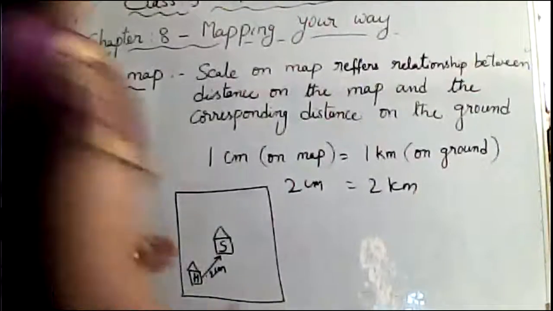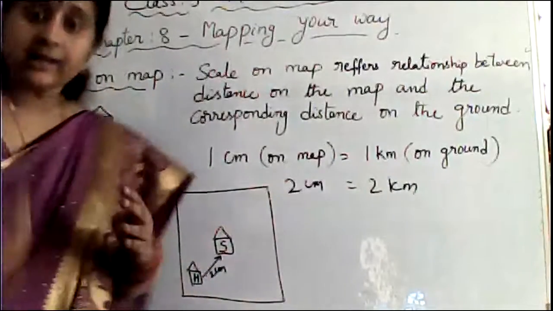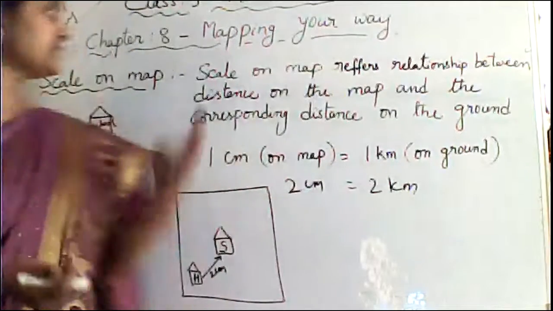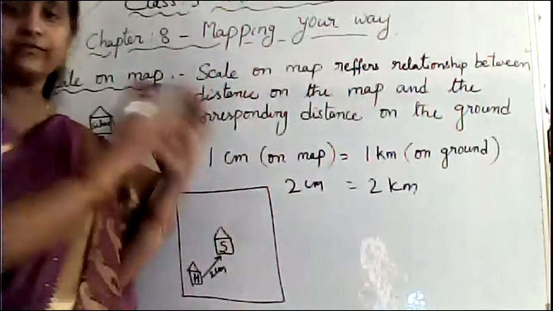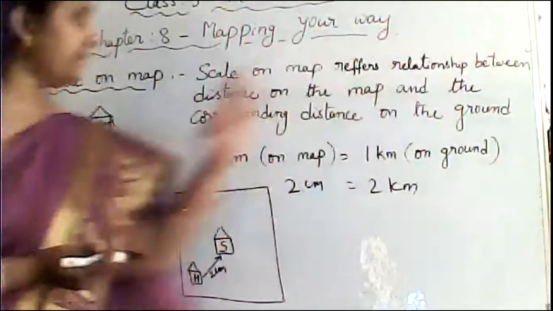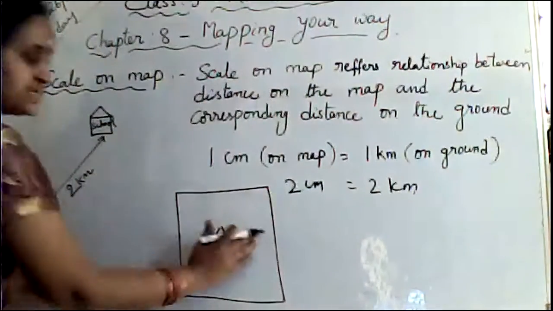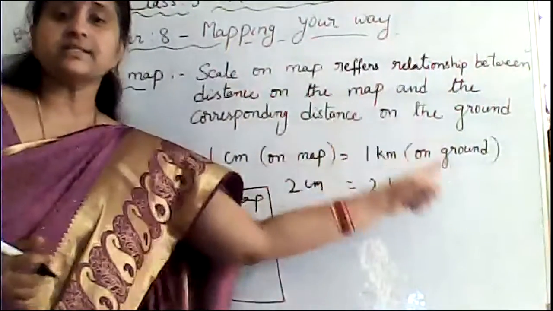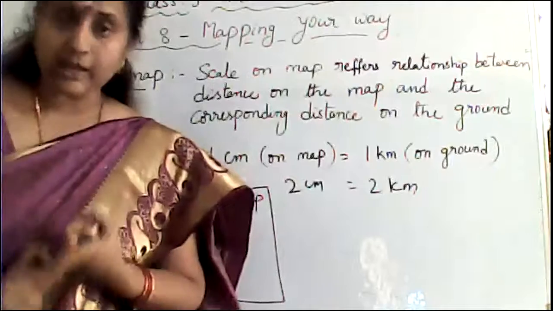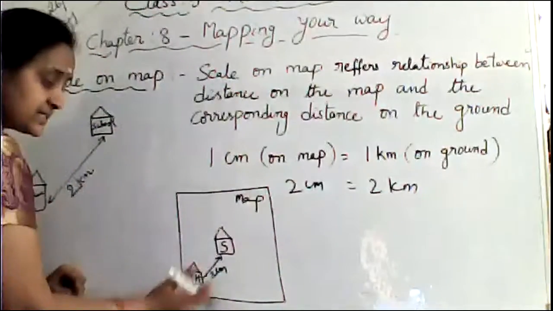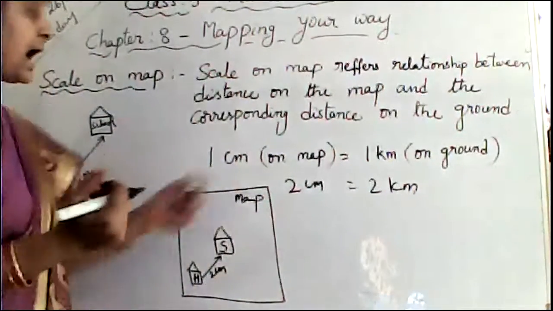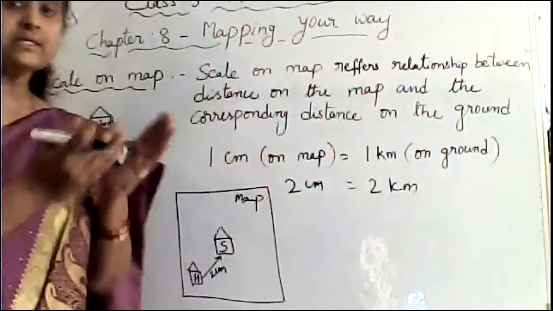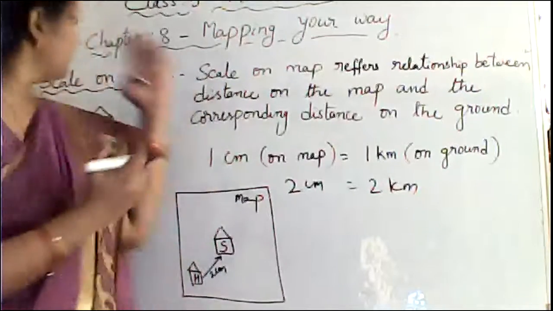Yes, ma'am. That means here we are showing 2 centimeters, but the actual distance is 2 kilometers. That means the scale on a map refers to the relationship between the distance on the map and the corresponding distance on the ground. Distance on the ground is 2 kilometers, but we are showing the distance on the map as 2 centimeters. Why? I have taken 1 centimeter equal to 1 kilometer. So this is the scale we are going to take on the map.